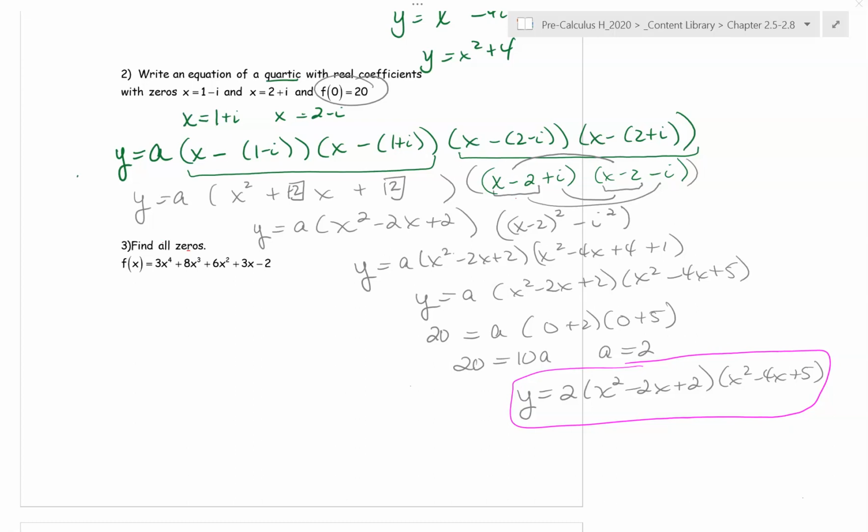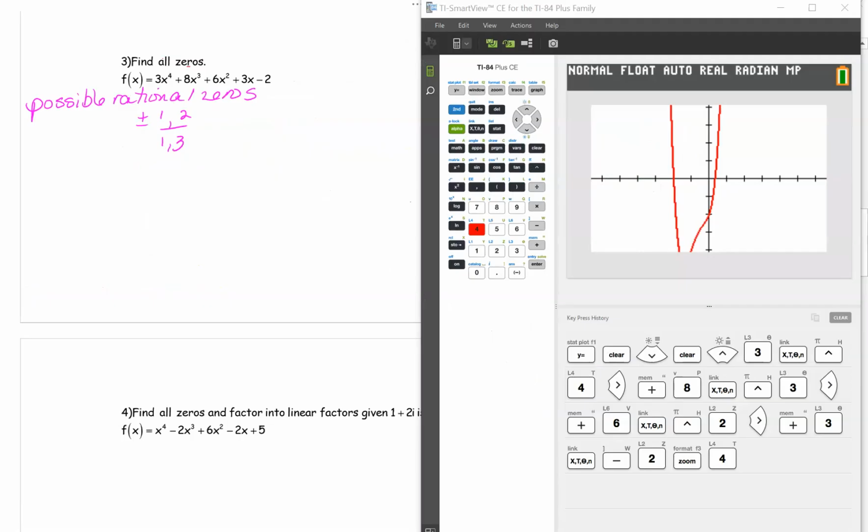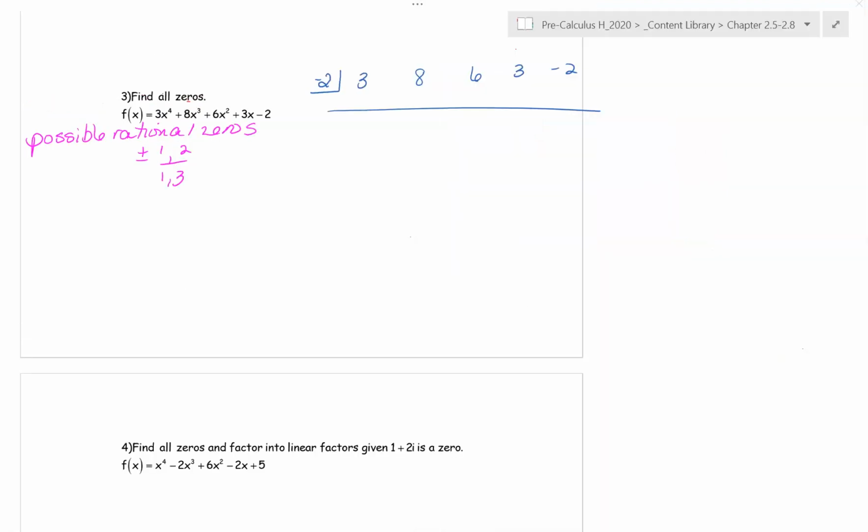So for number 3, you are trying to find all zeros. So the first thing we're going to do is write the possible rational zeros. So go ahead and pause the video and write down if there are rational zeros, what would they be? Okay, so if we had a calculator for this one, and again, we could do this one without a calculator, it would just maybe take some time, because it ends up that the rational zeros are at negative 2 and 1/3. Okay, so again, the calculator does help, but without the calculator, we could eventually find all the zeros. Again, it would have taken a while, but we could have found them.